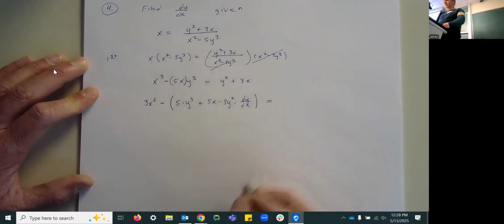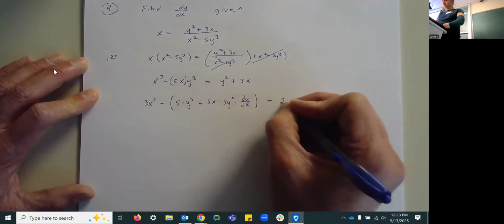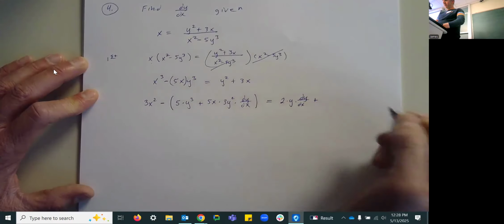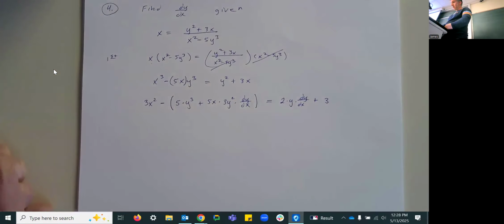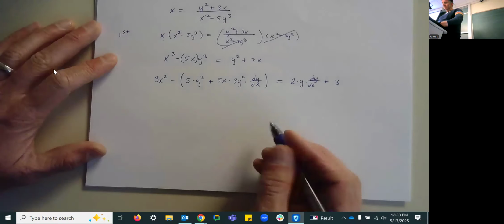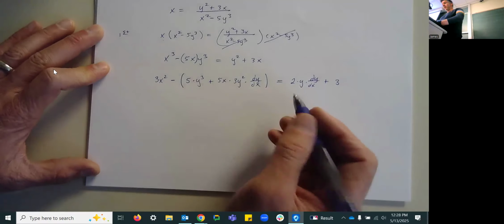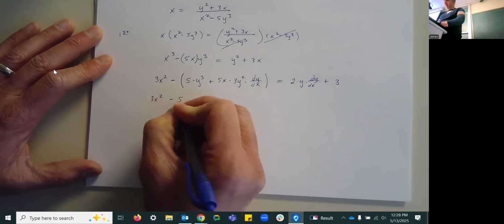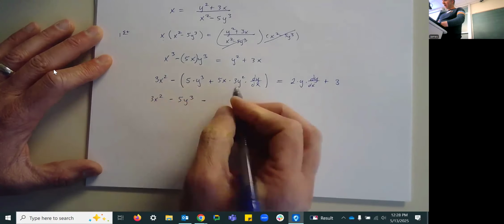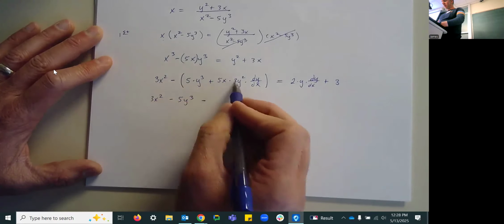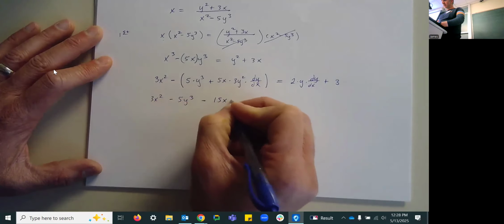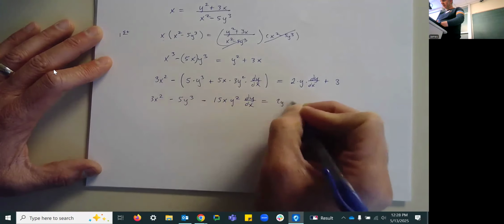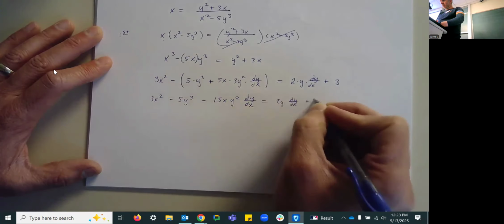On the right-hand side, the derivative of y squared is 2 times y times the derivative of y, plus the derivative of 3x is 3. And now we do the same sort of thing. I guess I have to distribute before I can start bringing all my dy dx's to the same side. So I have 3x squared minus 5y cubed minus, I would simplify this as 5 times 3, which is 15xy squared dy dx equal to 2y dy dx plus 3.